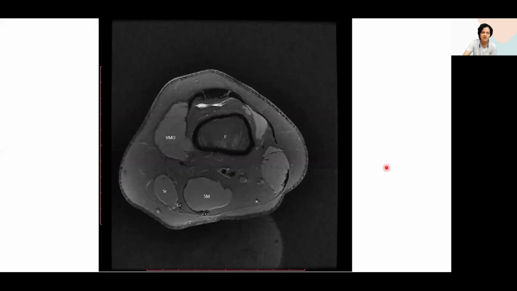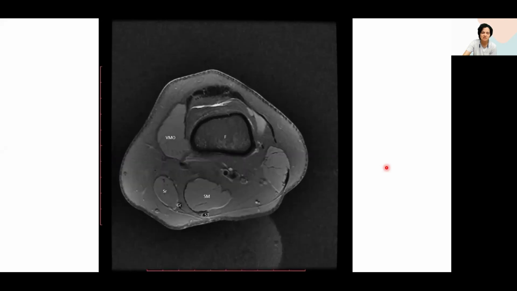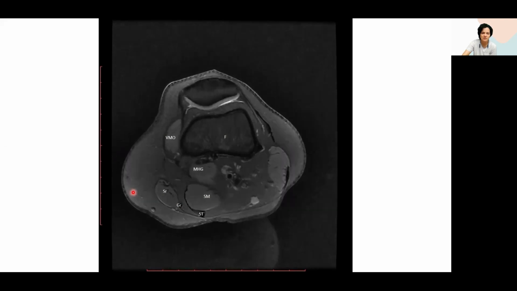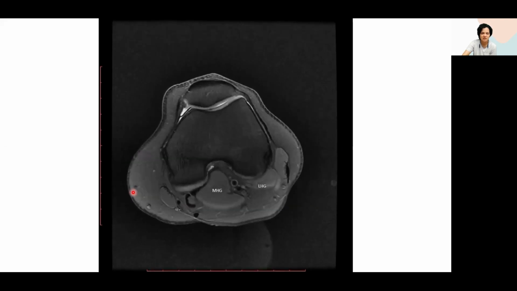Let's see the normal MR anatomy. These are axial sections. This is femur. This is vastus medialis obliquus. Semimembranosus, semitendinosus, gracilis, and sartorius. So as we are moving caudally, we can see this is medial head of gastrocnemius, which has started appearing.